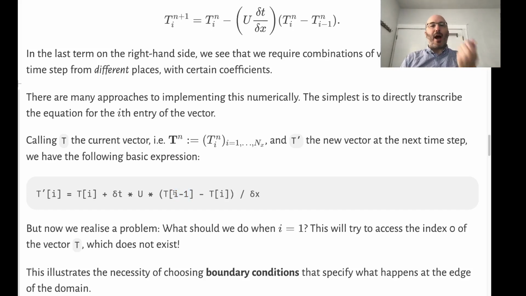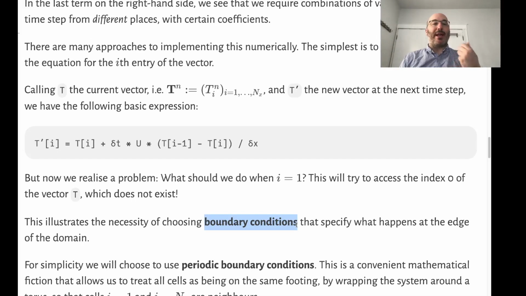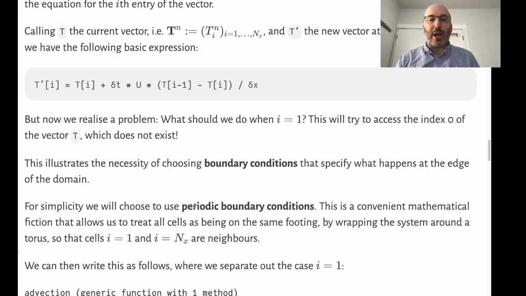And so this highlights the fact that a partial differential equation needs not only an initial condition, but also boundary conditions that tell us what happens literally at the boundaries of the domain. There are various different kinds of boundary conditions that we're talking about in another video, but we're going to choose periodic boundary conditions. This is a convenient mathematical fiction where we say, let's wrap the system around into a sort of torus, so that the point on the left of the system is touching the point on the far right of the system in this kind of donut shape.